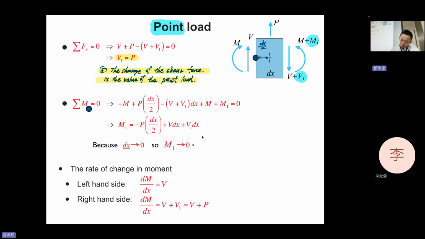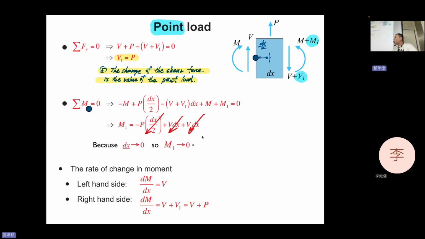So M1 equal to minus P half dx, V dx, V1 dx. So you see that M1 is a really big one, it's a value. You don't need to do the integration. Because dx is a really tiny value, you can just directly ignore it. So M1 becomes 0, 0, 0. So M1 is proportional to 0.